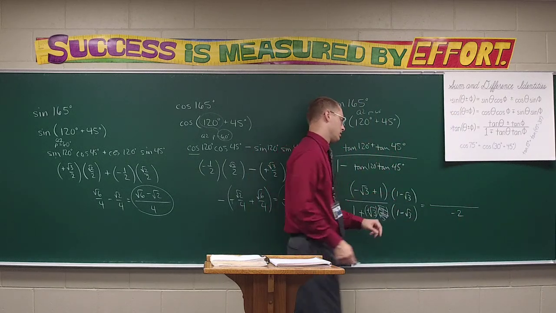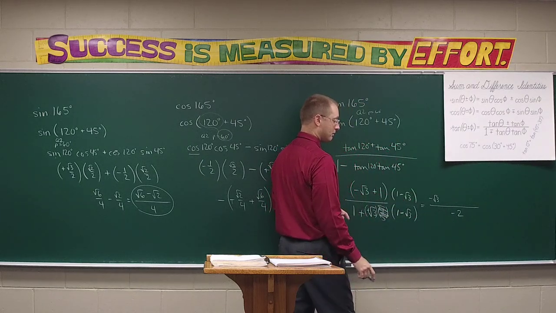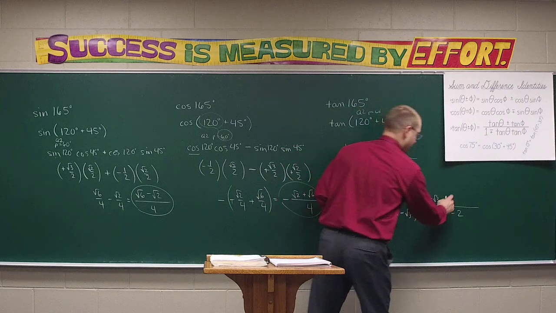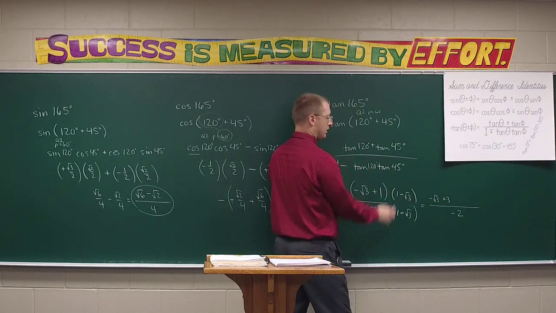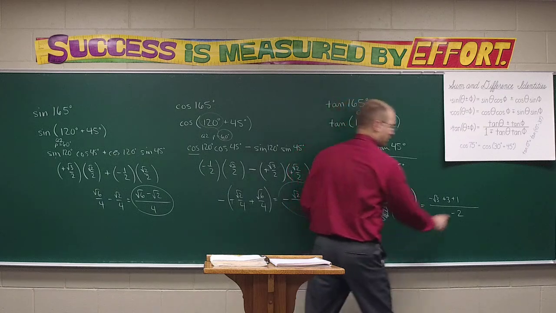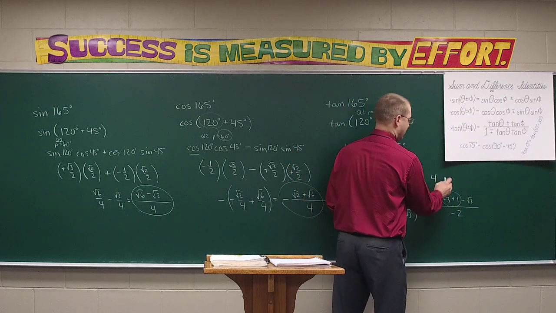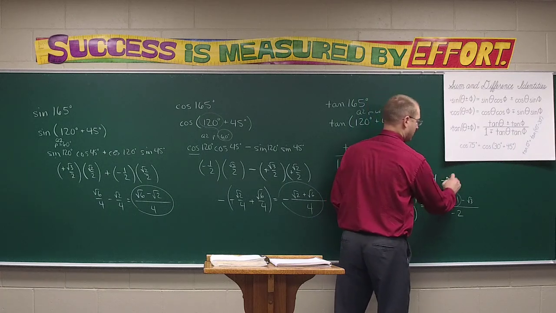First, negative square root of 3. Outer, positive square root of 9, which becomes positive 3. Inner, positive 1. Last, negative negative square root of 3. Now I've got a 3 plus 1, 4, and I've got a negative square root of 3, negative square root of 3, so 2 negative square root of 3.